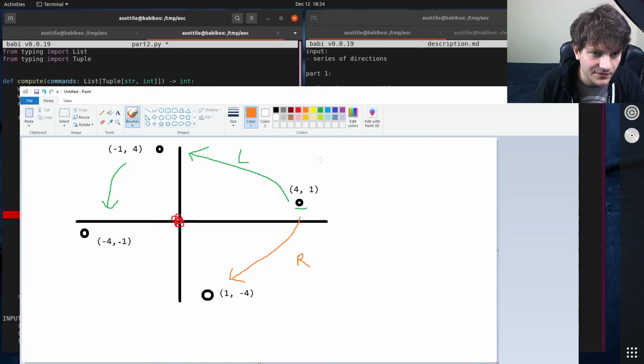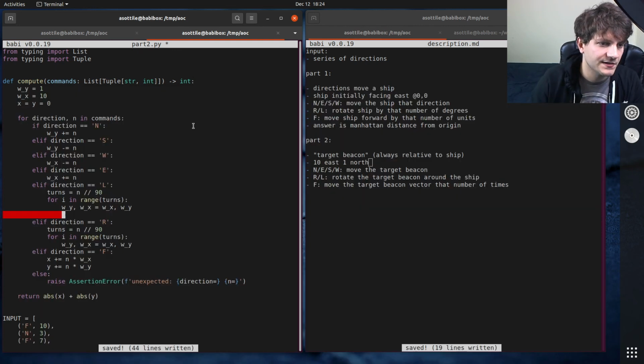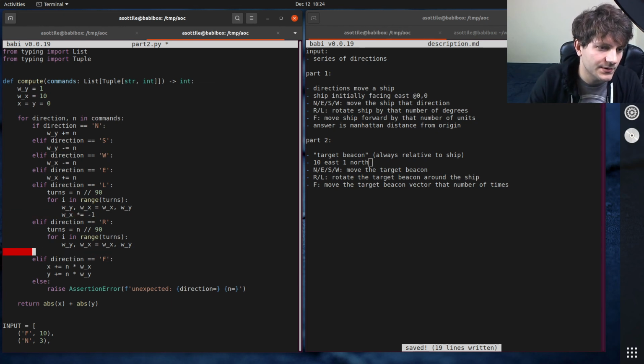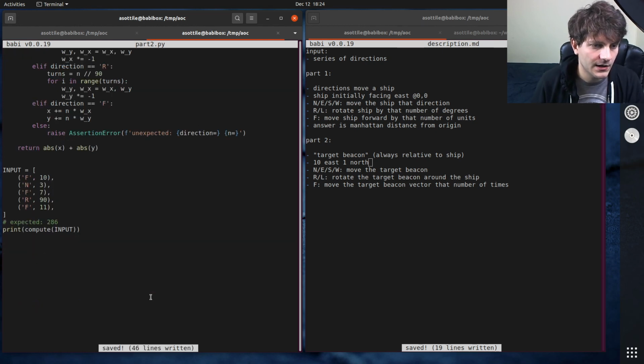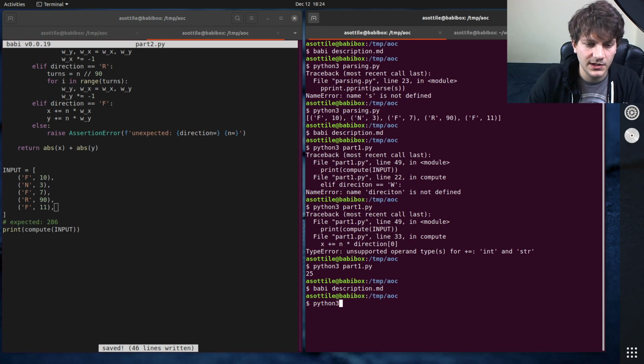And then for left, what was it? Left, it was multiply the X: WX times equals -1. And for right, it was WY times equals -1. And so that's how I implemented the rotation part here. And if we run this, so that's python part2.py, and we get 286.